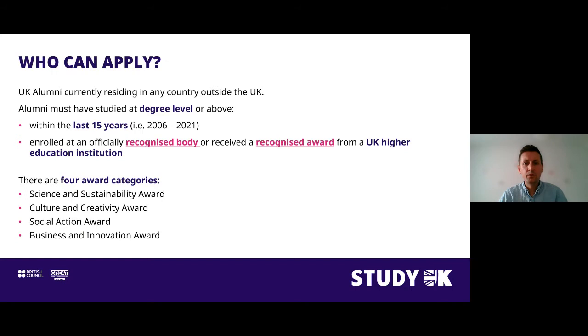So there are 4 new award categories this year. This is just something to bear in mind. So the work that you do will generally need to fall under these 4 broad themes and award categories. So there's science and sustainability, culture and creativity, social action, and business and innovation. So I'll talk a little bit more about those in a second. Abby, please, next slide.